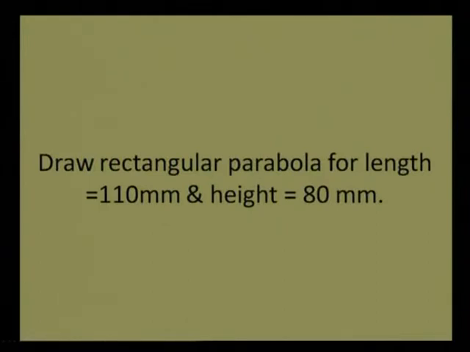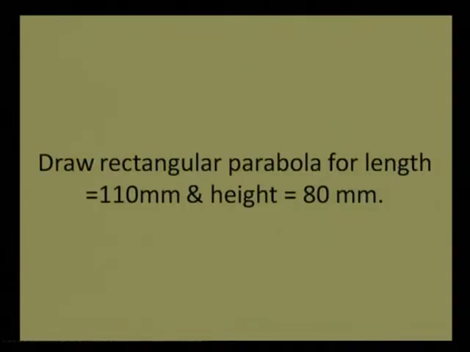We need to draw a rectangular parabola for length 110 mm and height 80 mm. Now, parabolic shape is very important in all the parameters. If you look at the applications of a parabola, it can be used in a parabolic mirror. If you see your bike's headlight, that portion would also be a parabolic section. So we will now see how we can draw this parabola using the rectangle method.